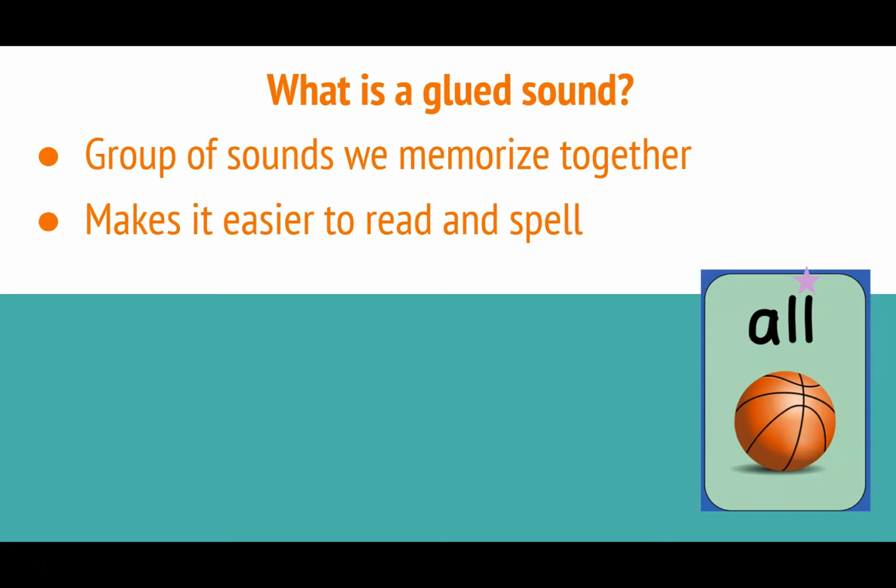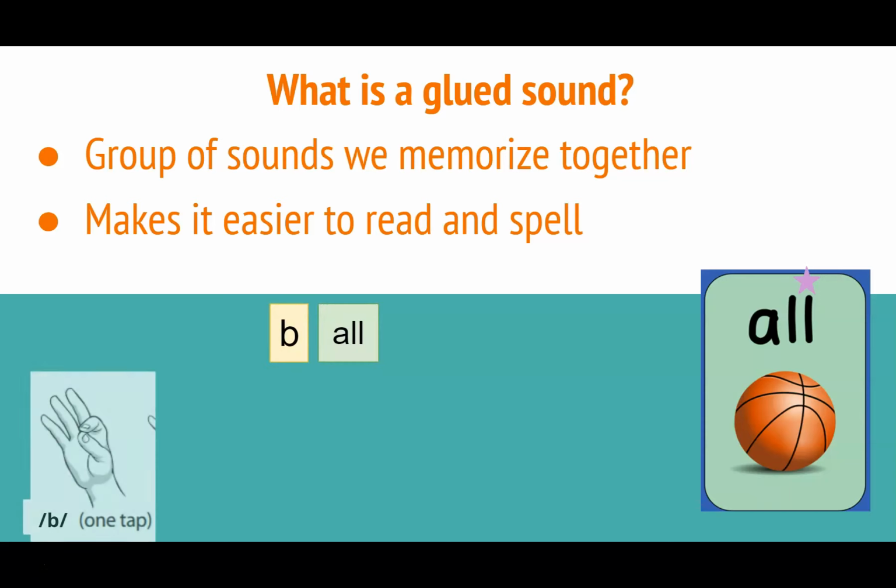Now let's review the special way we tap glued sounds. Remember, we usually do one finger per sound, and a glued sound is a group of sounds, so we're going to glue our fingers together for those sounds when we tap. Let me show you what I mean. For the word ball, we would tap like this. We would do one tap with one finger for B because it's one sound.